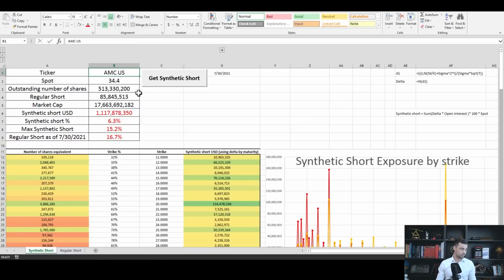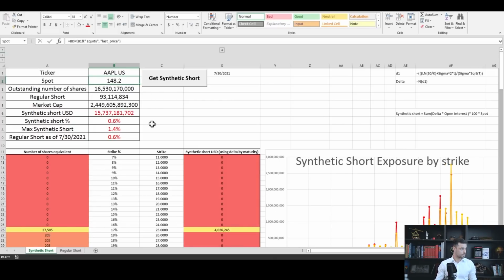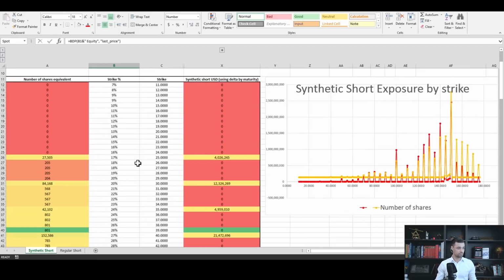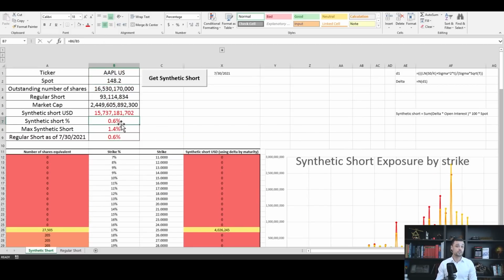Let me show you, for example, another stock that has a normal open interest. I just take Apple, for example, bam. Okay, you're gonna see. So now everything is messed up. Now Apple is not too bad. You can see all the information is here. So we have only 0.6% of synthetic short interest, okay? And regular short 0.6%. So you can see the difference between Apple and AMC. So this is a normal stock, all right? So basically you can see that the synthetic short maximum is 1.4%.